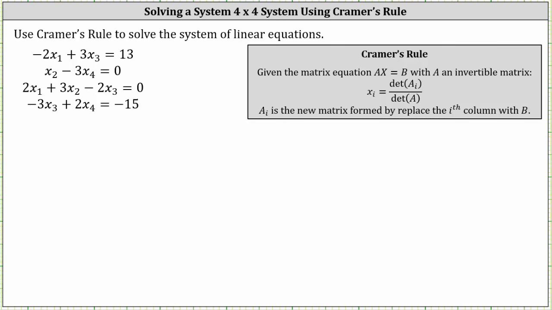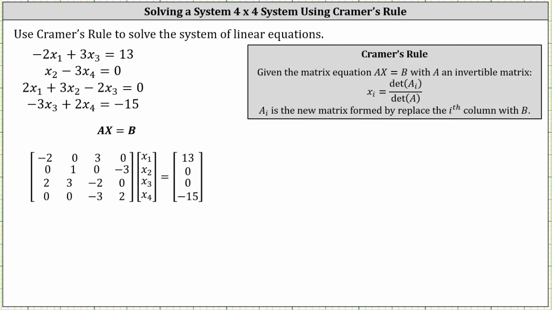Let's begin by writing the matrix equation for the given system. Because we have 4 equations and 4 unknowns, matrix A, the coefficient matrix, will be a 4 by 4 matrix, the variable matrix X will be a 4 by 1 matrix, and the constant matrix B will also be a 4 by 1 matrix. I highly recommend labeling the columns of the coefficient matrix to make sure the coefficients are identified correctly. And the variables are x sub 1 through x sub 4.